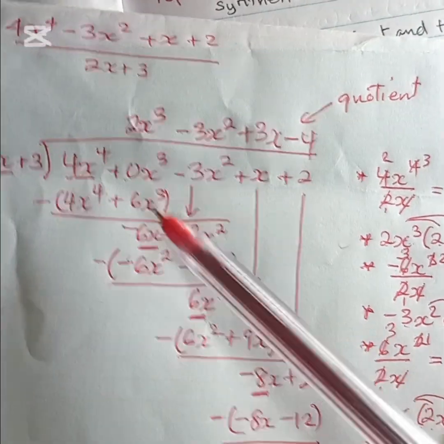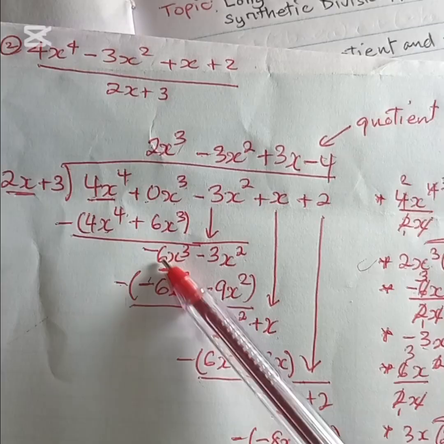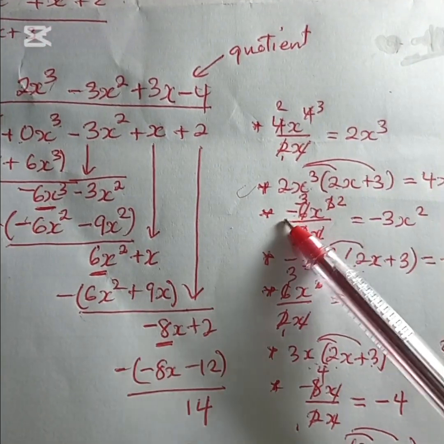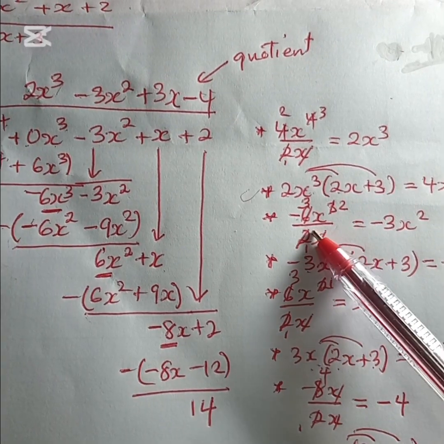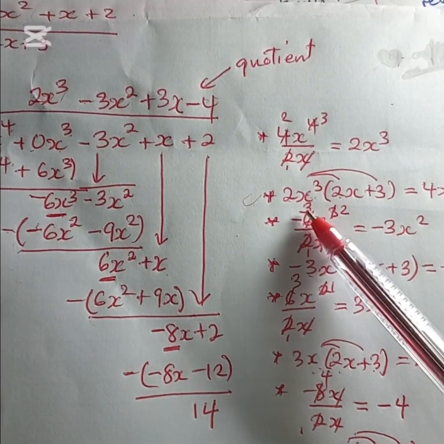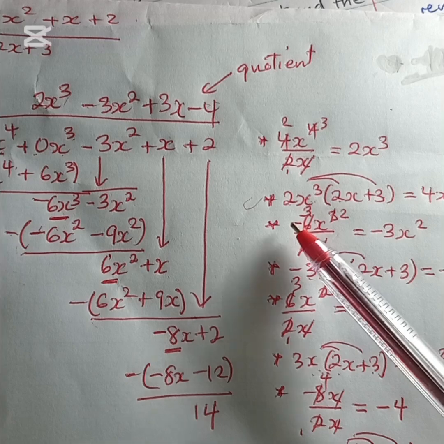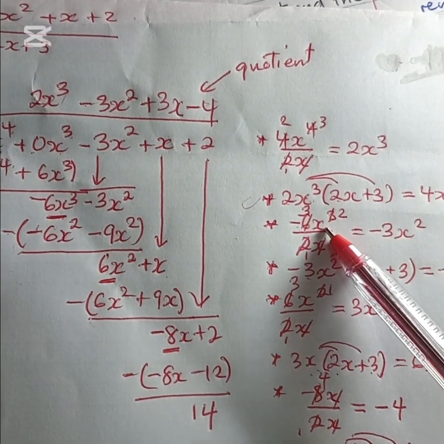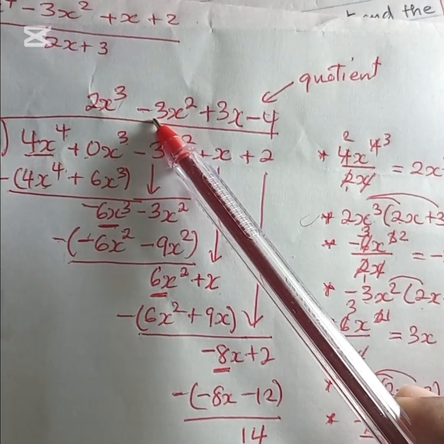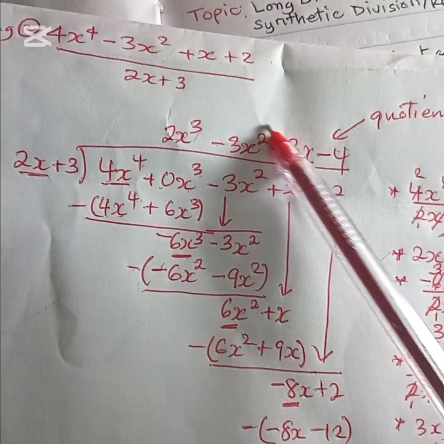Then we divide the leading term here with the leading term there. So negative 6x cubed divided by 2x. 2 into 2 goes 1, 2 into 6 goes 3. X cancels out here, 1x cancels out there, so we are left with negative 3x squared. Negative 3x squared, we write it up there as part of the quotient, and again we multiply this by that.